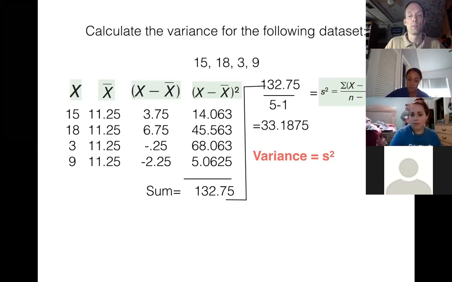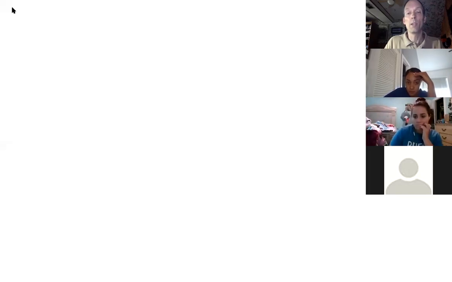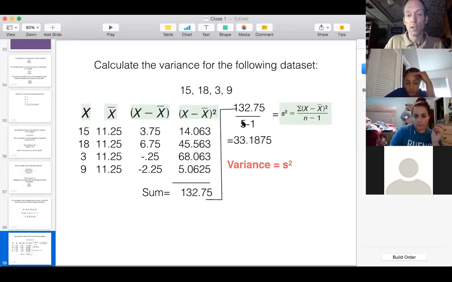I have a question. Sure. It says 5 minus 1. Wouldn't it be 4 minus 1? Let's see, where are you looking? When you divide 132.75. Oh, you're exactly correct. Yes, that should be 4 minus 1. Let me hop in there and do an edit. Thank you.